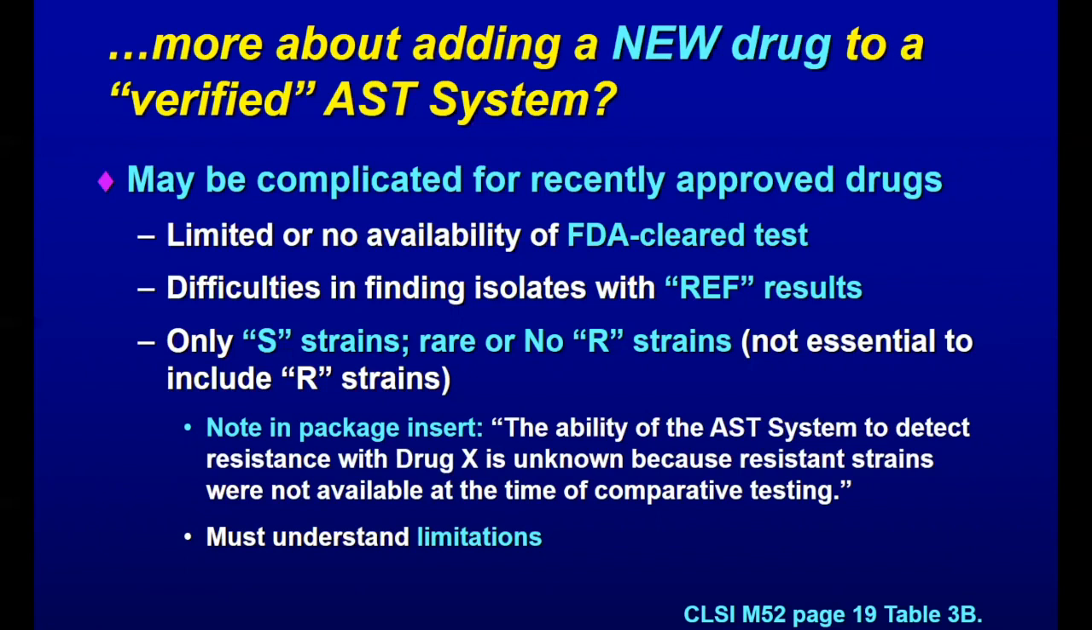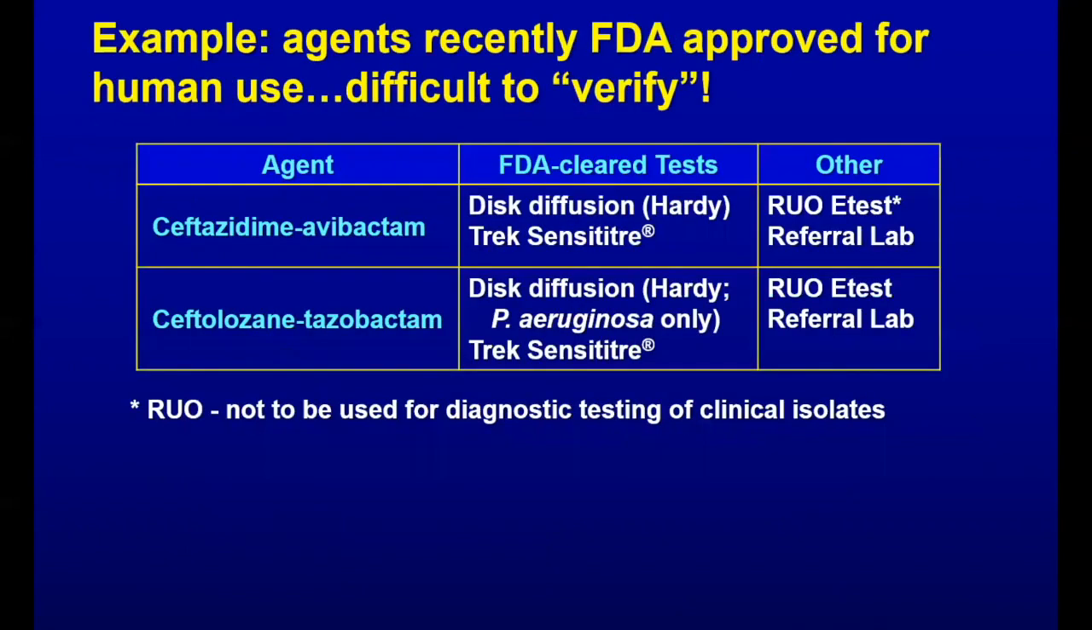And these would be the cases where your diagnostic manufacturer would probably have a note in the package insert that the ability of the susceptibility test system to detect resistance with a particular drug is unknown because resistant strains were not available at the time of comparative testing. So you have to understand what this means, and knowing this information can also help you decide how to approach verification of this new drug in your new test system.